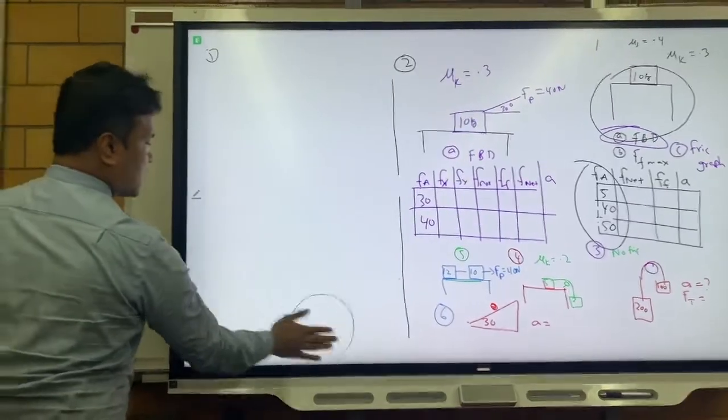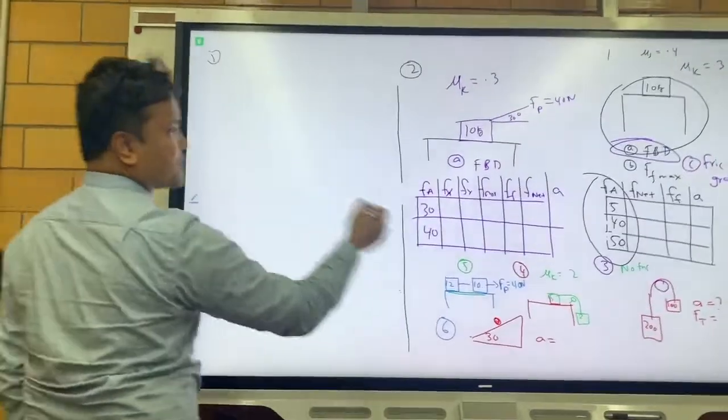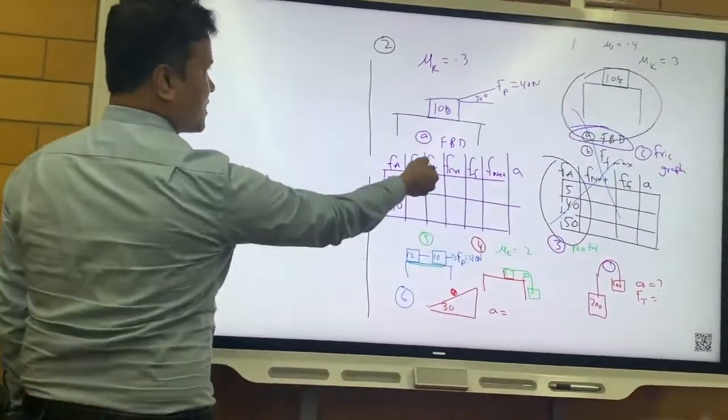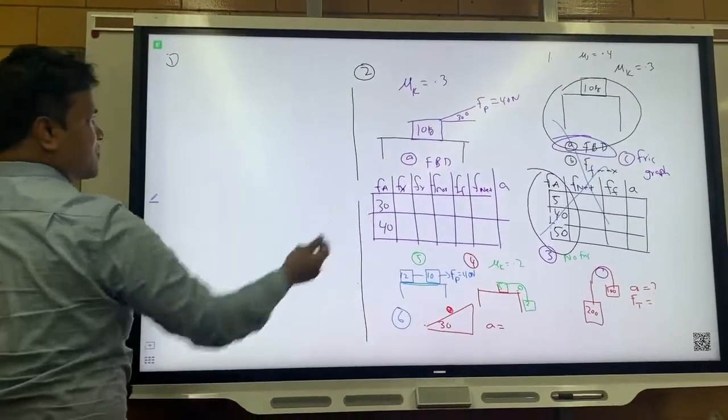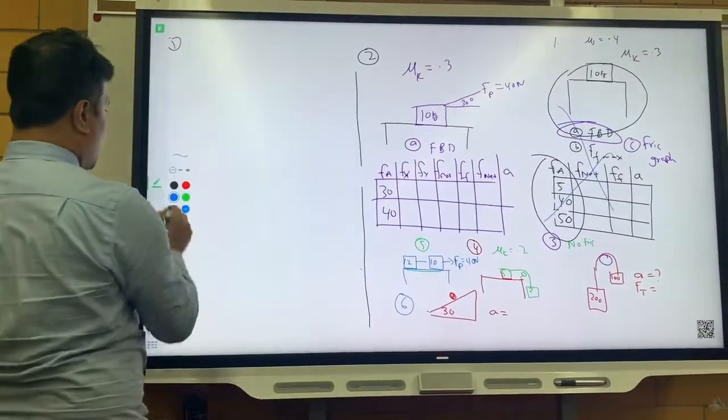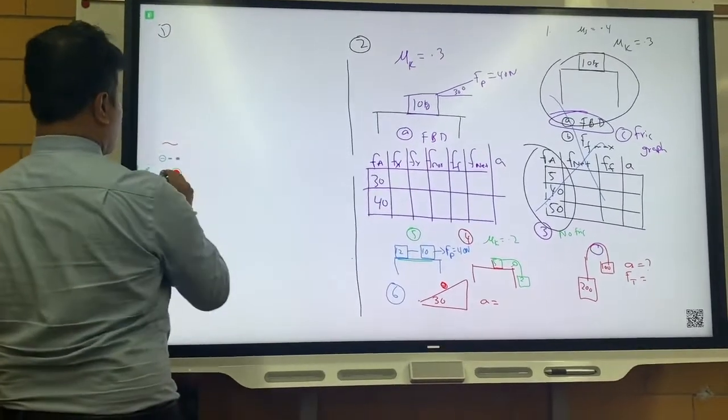So now we're going to do problem number 2. We're done with this one, now we're going to do this one. This one is so close, so I'm going to use this one. Alright, so first we're going to draw the free body diagram.